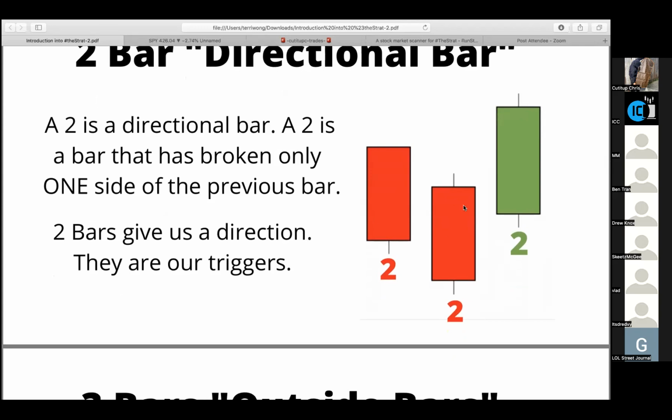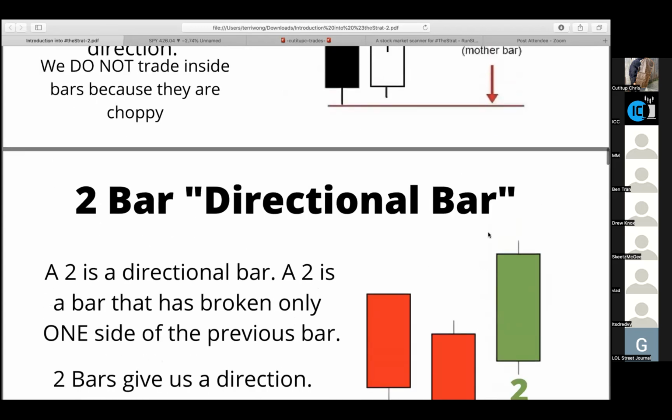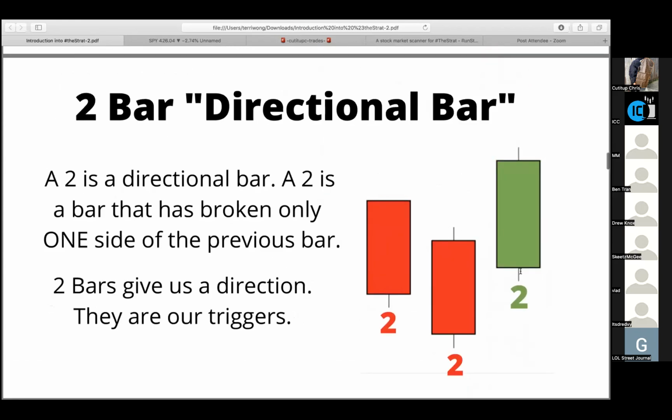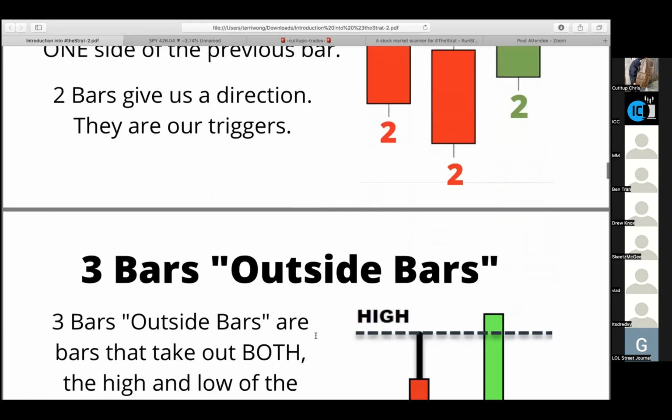Oh yeah, 2s are also usually our triggers. So before this bar right here broke the high of this bar, it was a 1, right? It was inside. But once it broke the high, it turned into a 2, and that's our trigger for an entry on calls, I guess. And you would target right here. Once it turns into a 2, that's usually your trigger to get in on a trade, depending on the type of trade you're trying to do.